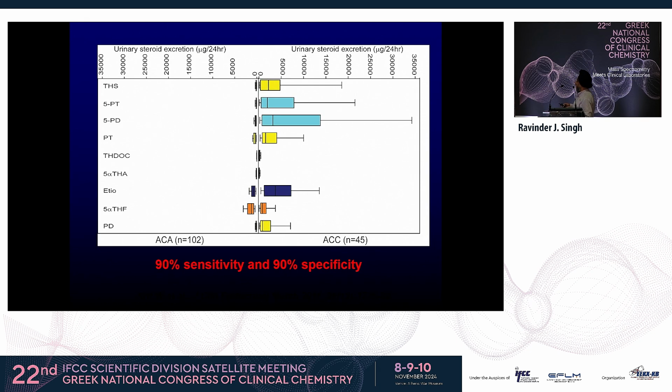So this is the way that in adrenal cortical carcinoma patients, the value will be much, much higher for these 7 or 8 analytes. So this test has 90% sensitivity and specificity. And this test is available now in the US also at our labs as well.